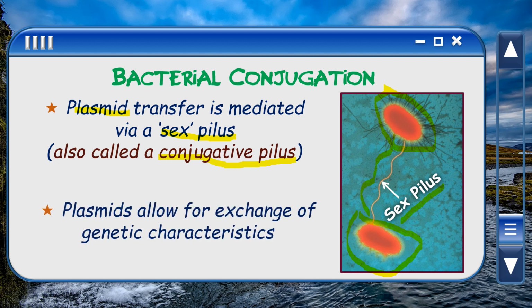The plasmid allows the exchange of genetic characteristics. This transfer of the plasmid is going to allow the exchange of genetic characteristics from one bacterium to the next bacterium.